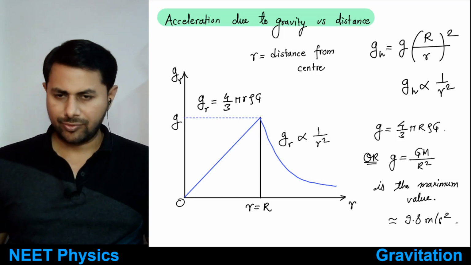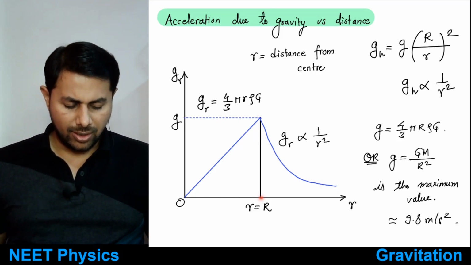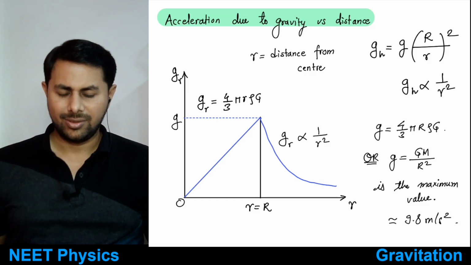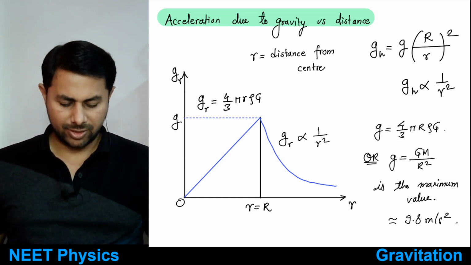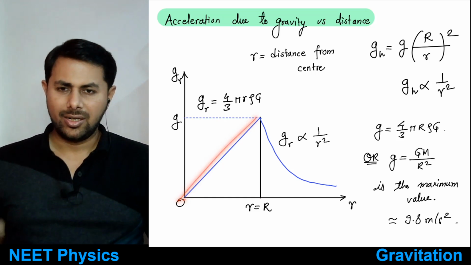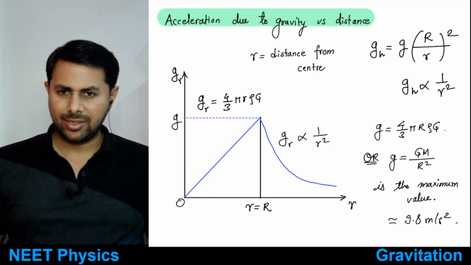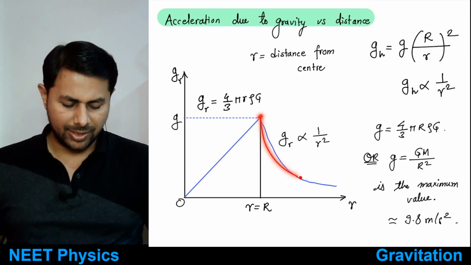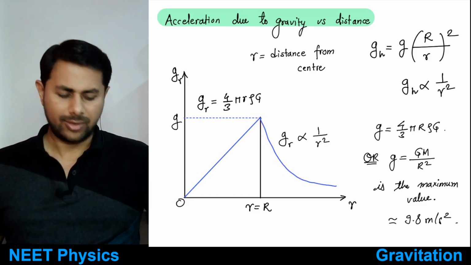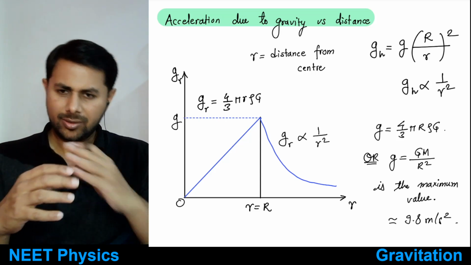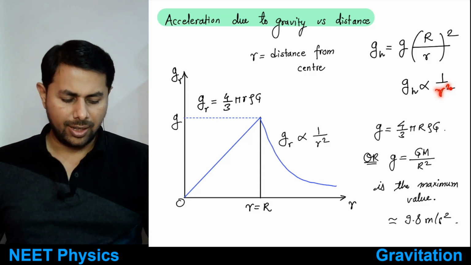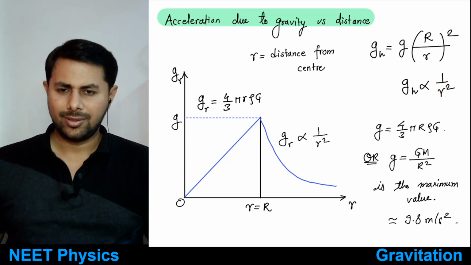Okay, so where is it maximum? On the surface of earth the acceleration due to gravity is maximum. Okay, so from the center till surface the graph is linear, that means it is directly proportional to r, and from the surface onwards, for any outside point, it is inversely proportional to r square. Is this graph clear, everyone?